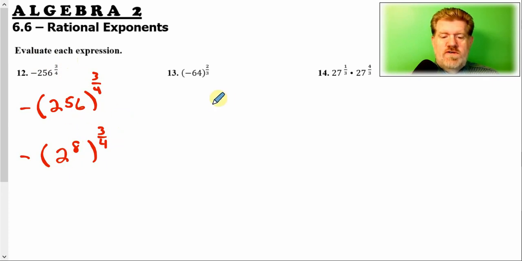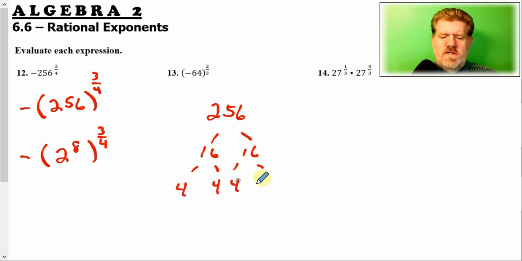So if you don't know 256 is 2 to the 8th, remember we kind of just did this problem on the page before. Remember it's 16 times 16, and each of these 16s break up. Each of these 16s break up into 4 times 4. And each of these 4s breaks up into 2 times 2. So I have 1, 2, 3, 4, 5, 6, 7, 8. All right? 1, 2, 3, 4, 5, 6, 7, 8. That's why it's 2 to the 8th power.